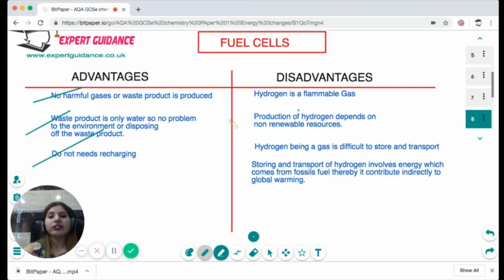On the other hand, there are still disadvantages of a fuel cell. Hydrogen is flammable. Production of hydrogen depends on non-renewable resources. Hydrogen gas, being a gas, is difficult to store and transport, and storing and transport of hydrogen involves energy which comes from fossil fuel. Thereby, it does contribute to global warming.